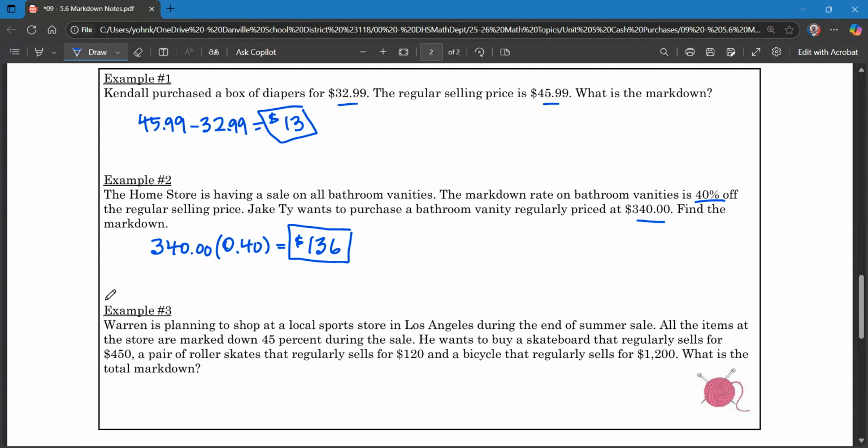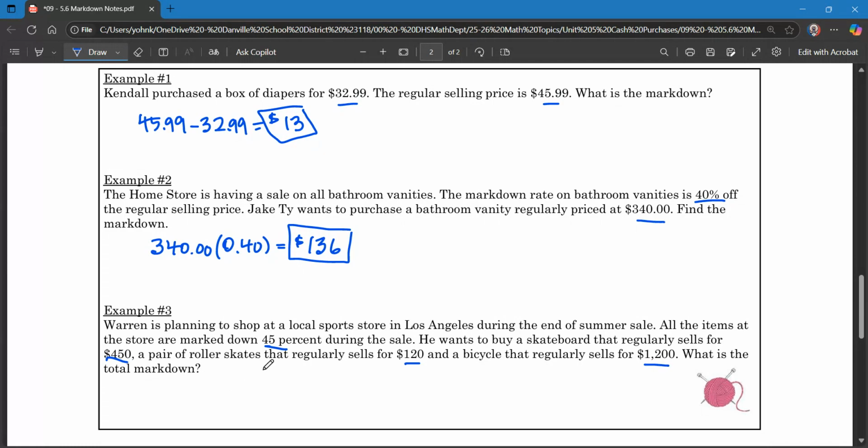All right, example number 3. Warren is planning to shop at a local sports store in Los Angeles during the end of summer sale. All the items at the store are marked down 45% during the sale. He wants to buy a skateboard that regularly sells for $450, a pair of roller skates that regularly sells for $120, and a bicycle that regularly sells for $1,200. What is the total markdown?